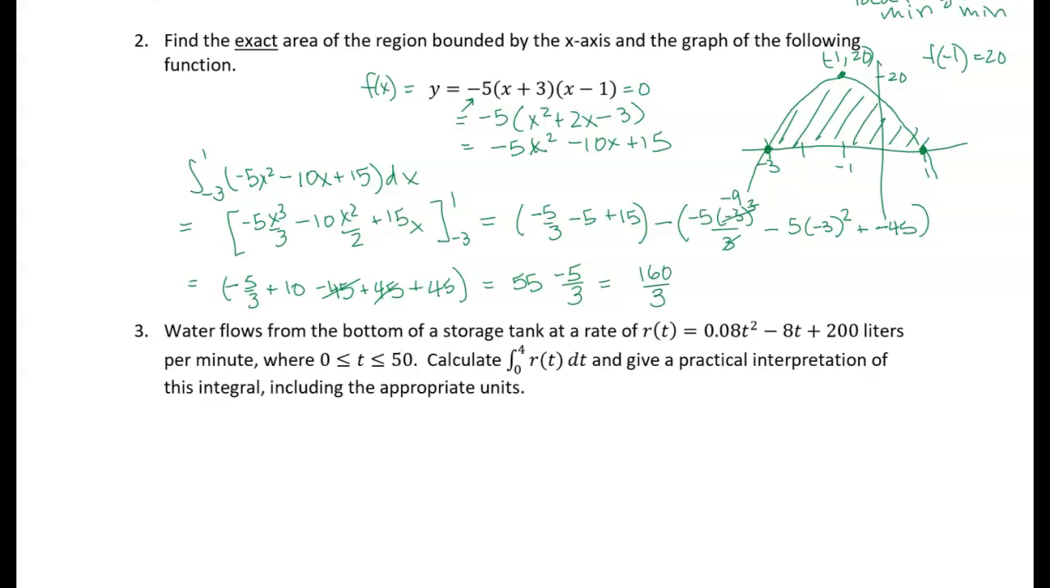So if you want it as an improper fraction, there you go. You could write it as a mixed number. Generally, in algebra, I don't really like mixed numbers, but we could also say 53 1/3. Okay, that would be another appropriate answer. So there you go.